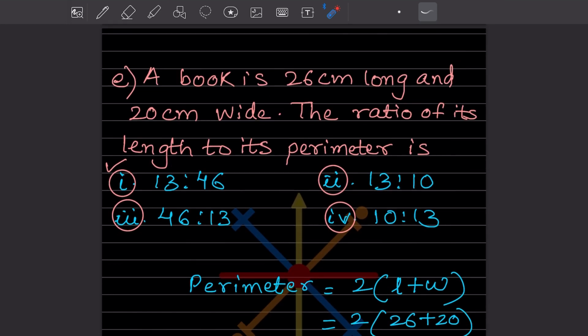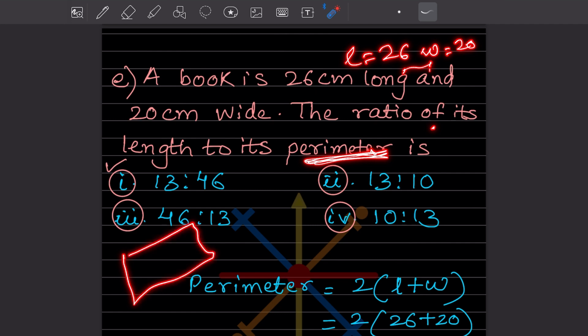So next one, a book is 26 centimeter long and 20 centimeter wide. The ratio of its length to its perimeter is. So now the dimensions are given. Means the length is 26 and the width is given as 20. So the ratio of its perimeter. So here the perimeter means, this is a rectangle, isn't it? Because the length and the width is different. So this is the width and this will be the length. So because this is 26 and this is 20.